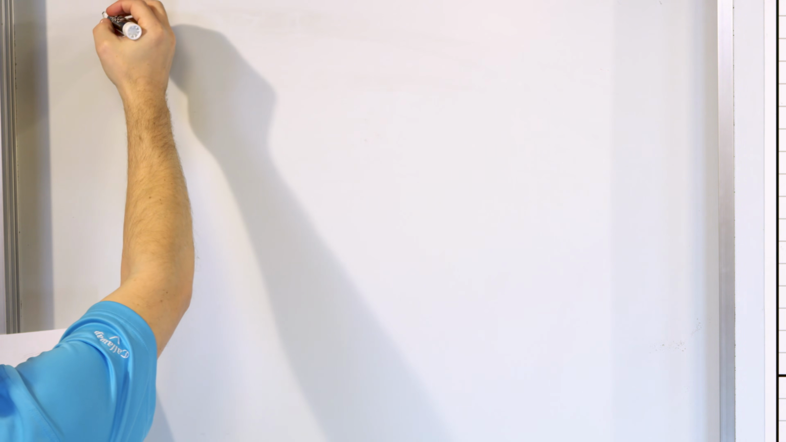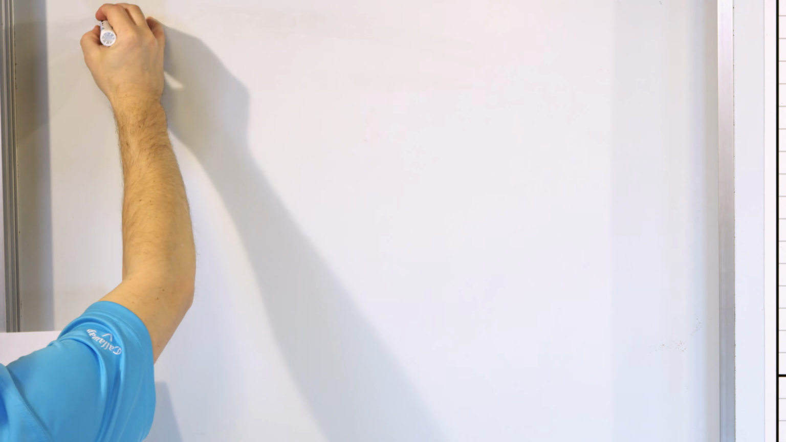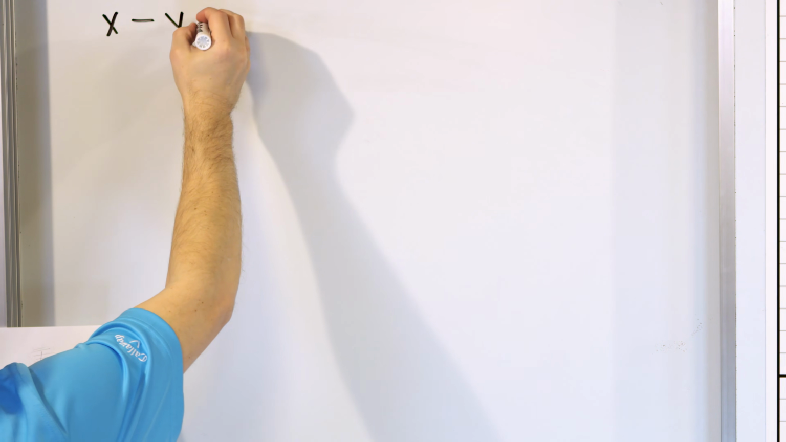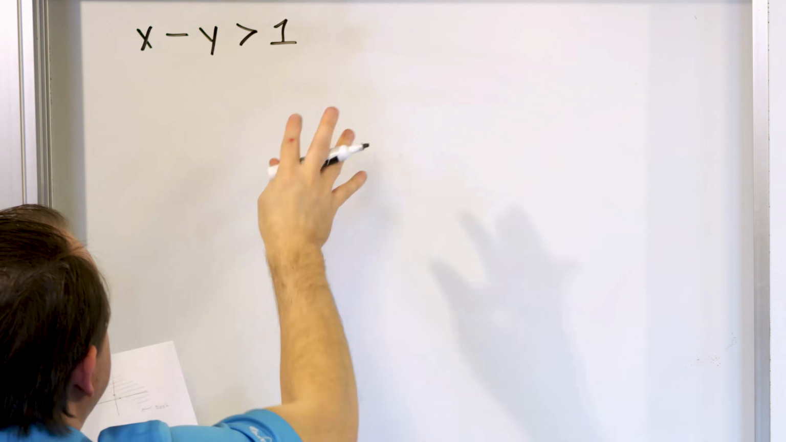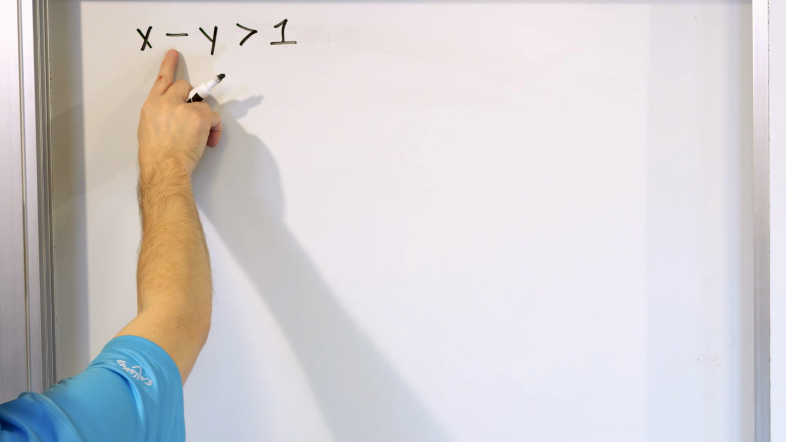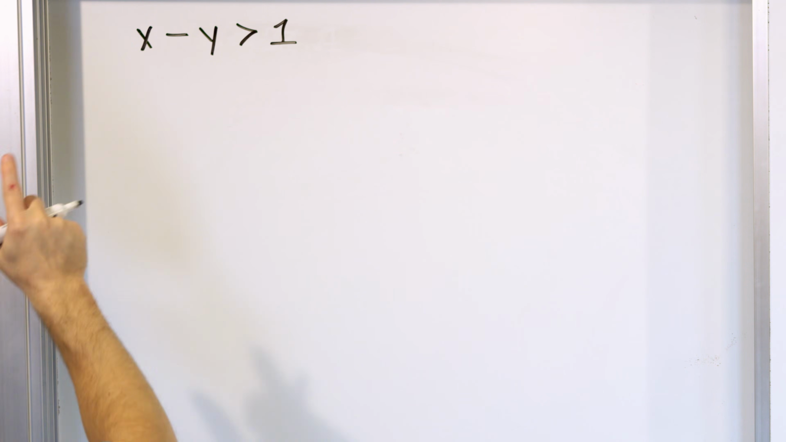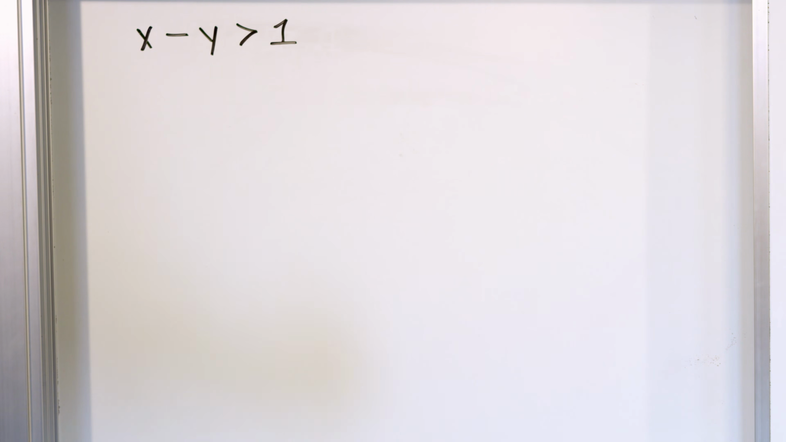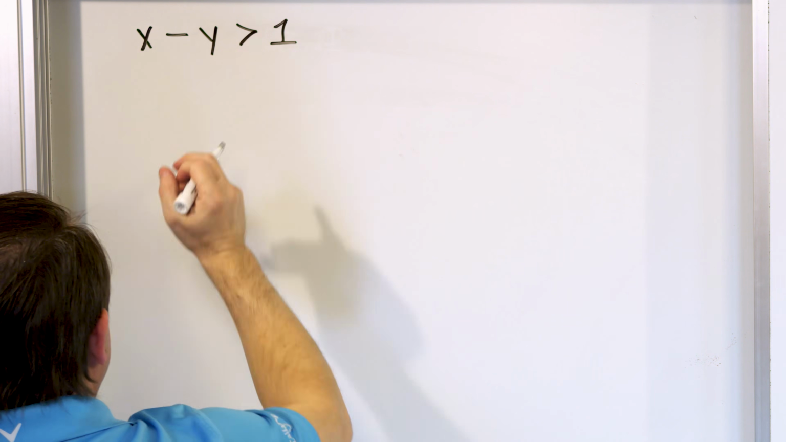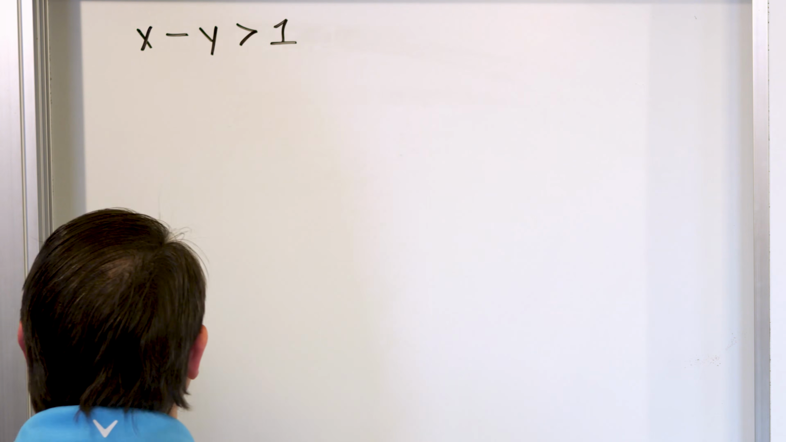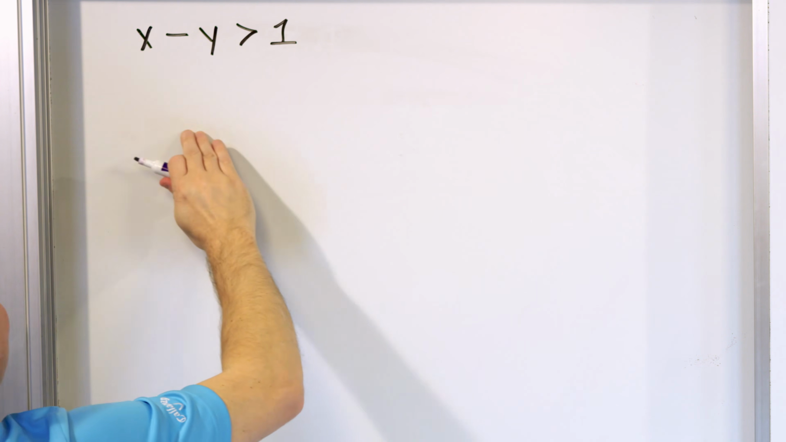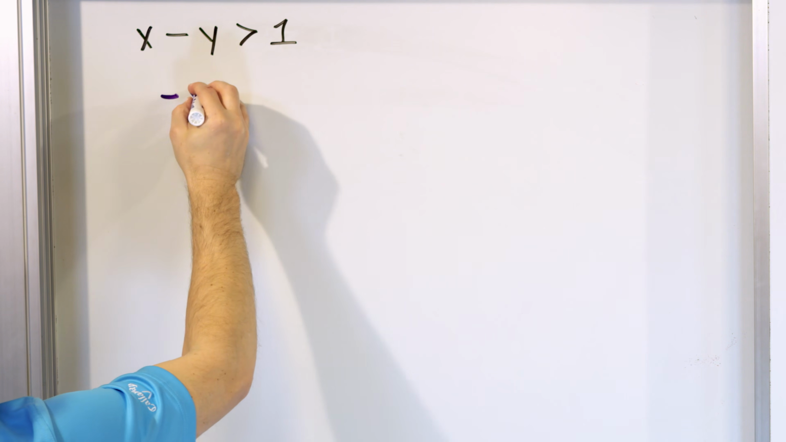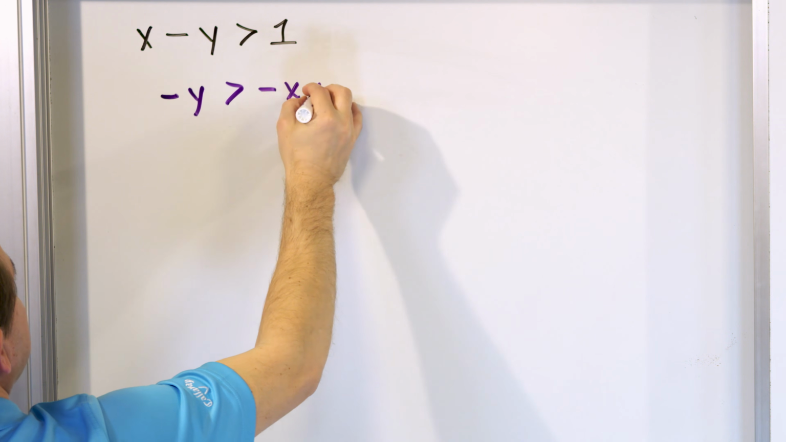All right, for our last problem, let's take a look at the following problem. Let's say we have x minus y is greater than 1, which looks very similar to the previous problem. We had x plus y greater than 1 before. Now we have x minus y. So let's see how that changes things. Again, you pretend that this is just a line. So mentally, we're just going to solve for y. So let's go ahead and subtract x, which means we're going to have negative y on the left, negative x plus 1 on the right.